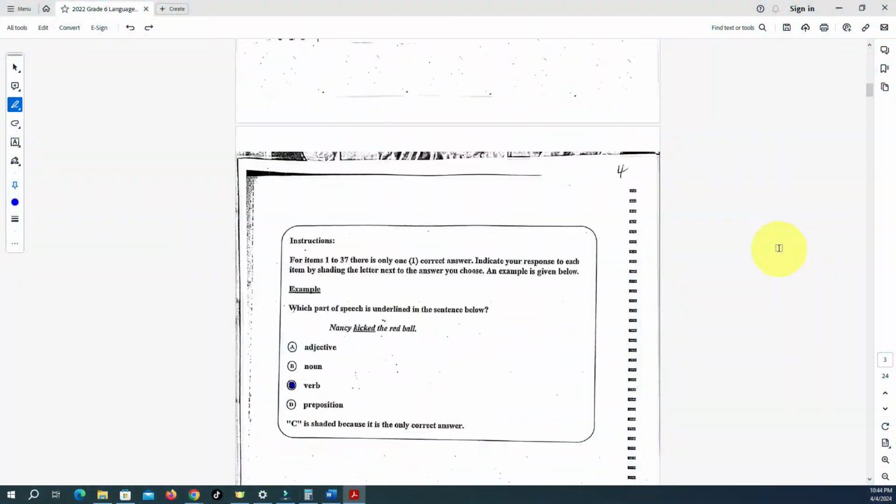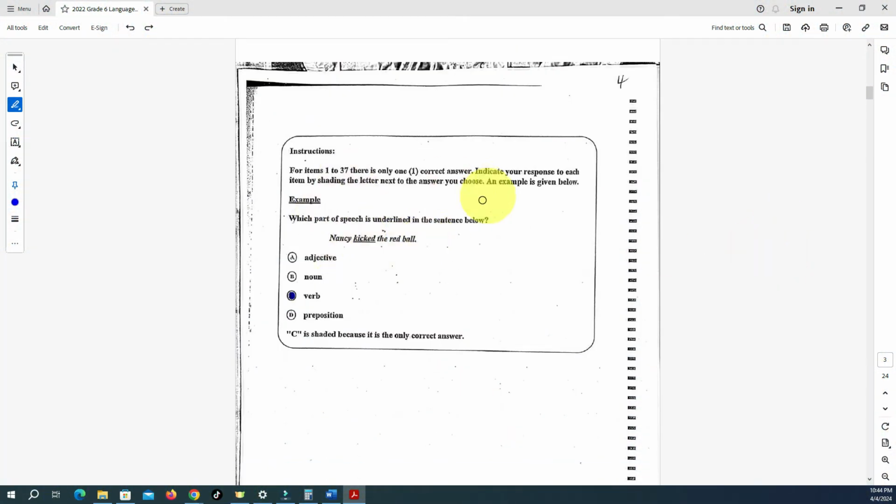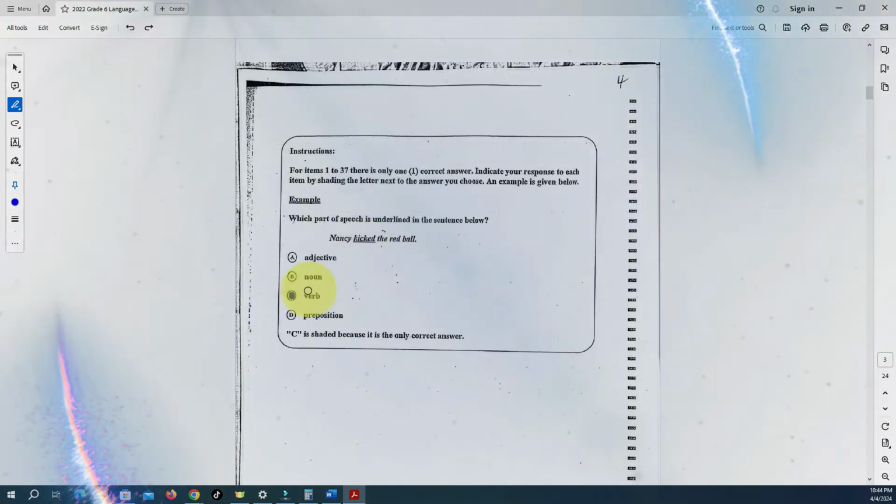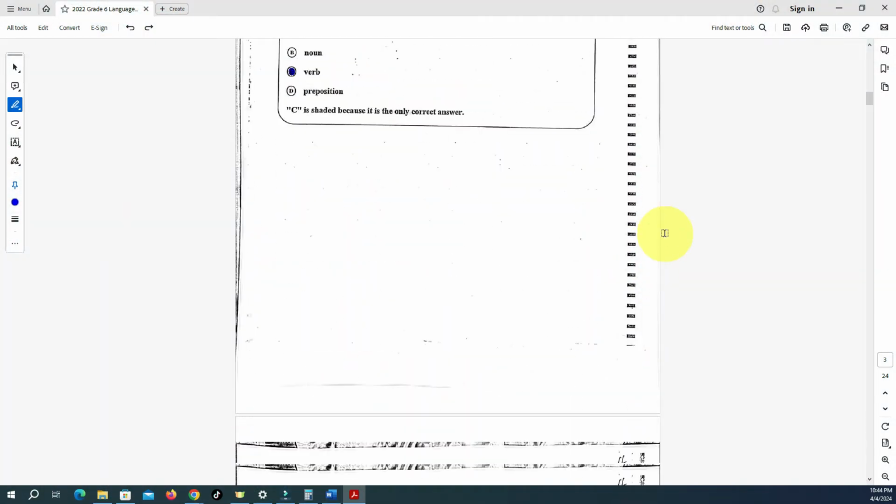Alright, let's jump in, guys. Here's an example of how we can do it from 1 to 37. It says, which part of speech is underlined in the sentence below? Nancy kicked the red ball. Kicked is underlined. Kicked is a verb because it's an action, I'm sorry. Adjective is a description. So it's an action that Nancy kicked the ball in the past tense. So it's an action word. So that would be a verb. All right, so that's the example.